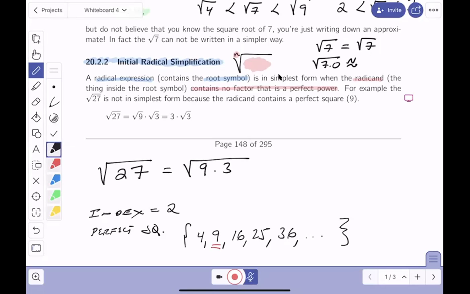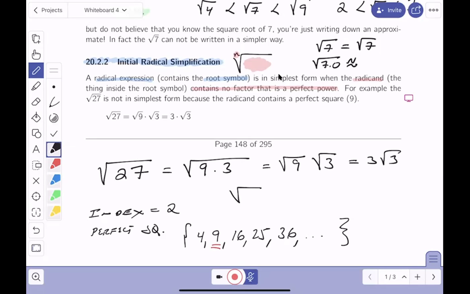I hope you can agree that 9 times 3 is 27, and 9 is in fact a perfect square. So what do we do now? We split it. It can't contain that. So what I'm going to do is I'll write it down this way now. Then the problem comes: do you know what the square root of 9 is? And you do, it's 3, so it's 3 root 3.